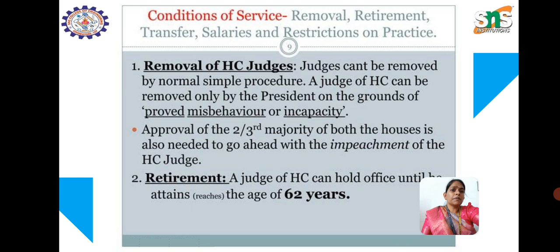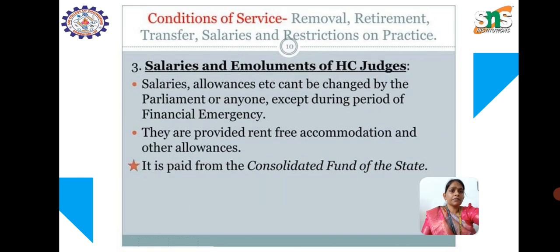Judges cannot be removed by normal simple procedures. A judge of the High Court can be removed only by the President on the grounds of proved misbehavior or incapacity. That is, the removal of High Court judges is done only by the President on the ground of misbehavior or incapacity, and approval by a two-thirds majority of both the houses is also needed to go ahead with the impeachment of High Court judges. The retirement age of High Court judges is 62 years.